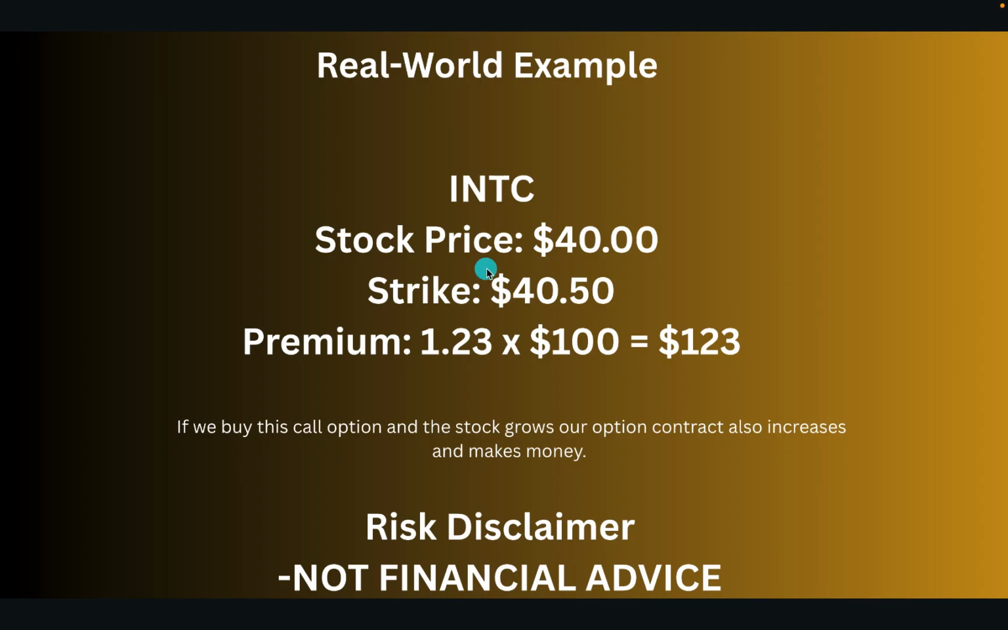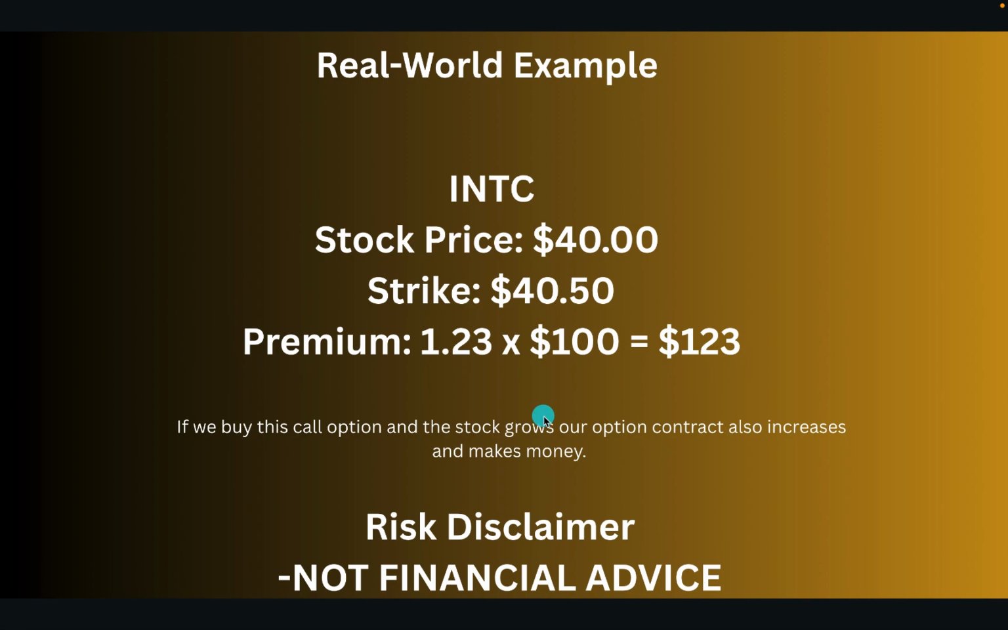Now, here's the real world example. We have Intel, ticker symbol INTC. The stock price is $40. Our strike price is $40.50, and our premium is $1.23. But we've got to times that by 100, which equals $123. So the premium that we're paying is $123.